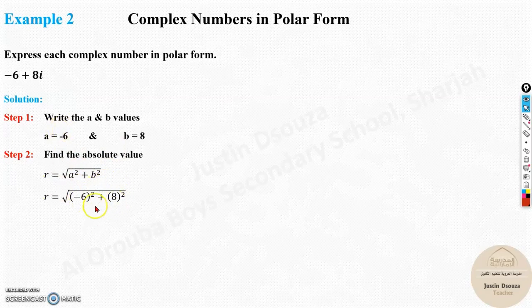Let's substitute the values. Please use brackets when it's negative numbers. So over here brackets are used and put it in the calculator. You will get the answer. Square root 100, that is 10. Okay, R is found out.